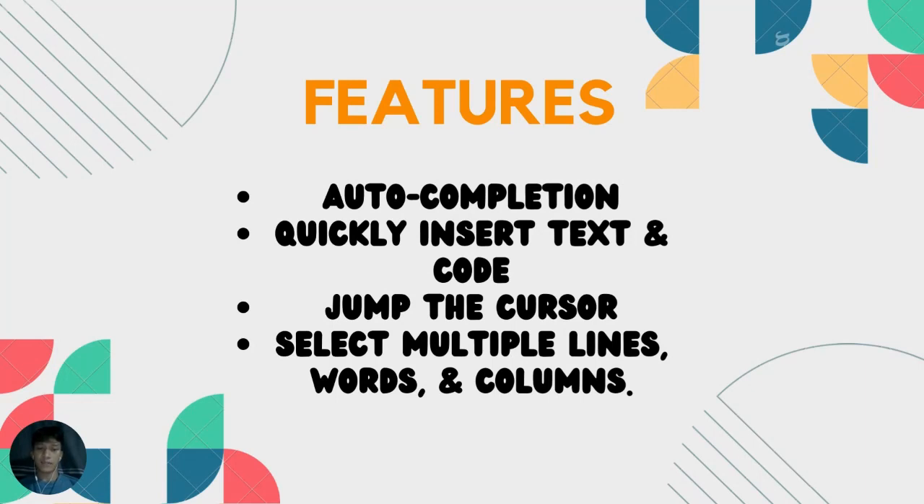The last one is select multiple lines, words, and columns. Select multiple lines, words, and columns in Sublime Text. You want to quickly turn this into an ordered list in Markdown, which means placing a number followed by a space at the beginning of each line. You could do this manually, but Sublime Text makes it very easy to automate the task.